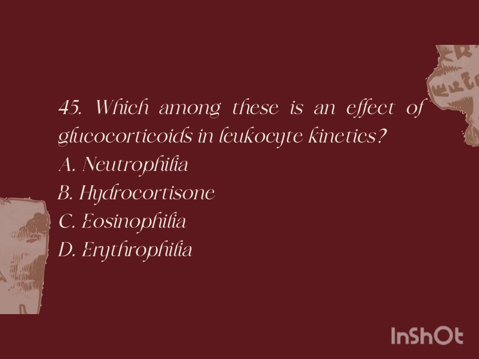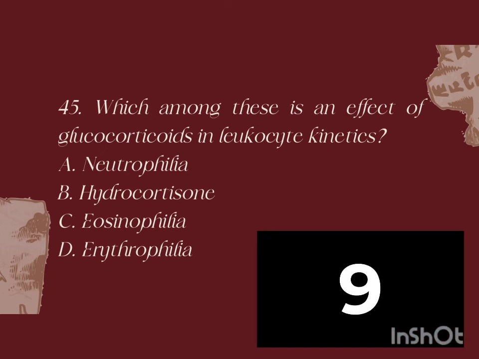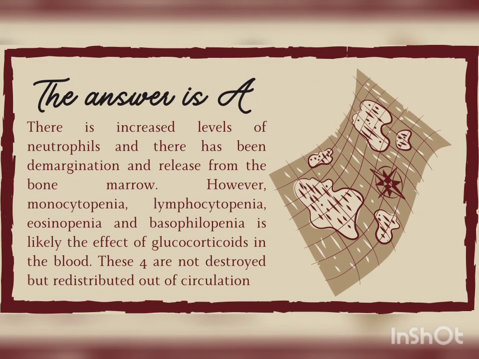Number 45. Which among these is an effect of glucocorticoids in leukocyte kinetics? A. Neutrophilia, B. Hydrocortisone, C. Eosinophilia, D. Erythrophilia. The answer is A. There is an increased level of neutrophils, with demargination and release from the bone marrow. However, monocytopenia, lymphocytopenia, eosinopenia, and basophilopenia are likely the effects of glucocorticoids in the blood. These four are not destroyed but redistributed out of circulation.